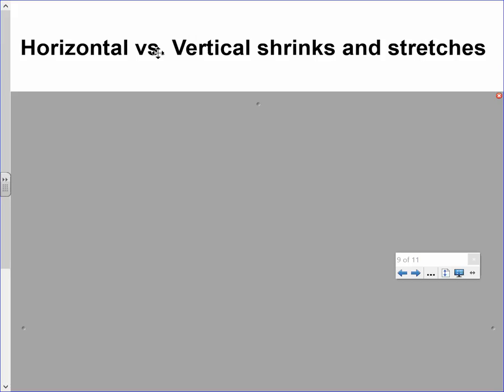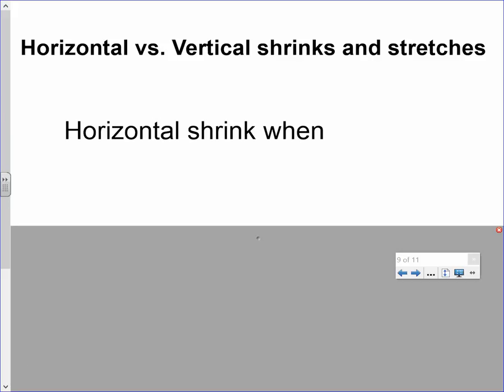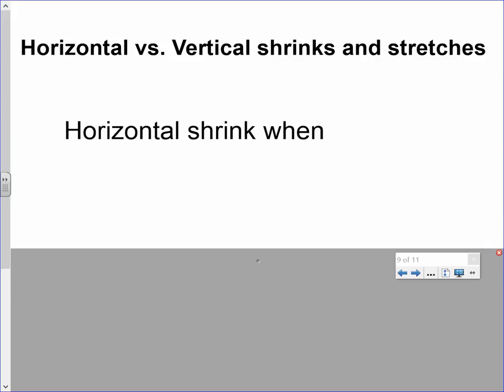So the title is Horizontal versus Vertical Shrinks and Stretches. The first thing I want you to write is, watch this, horizontal shrink when. I'm going to put horizontal shrink when.